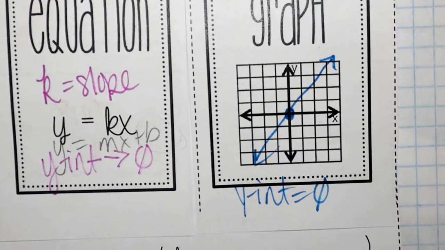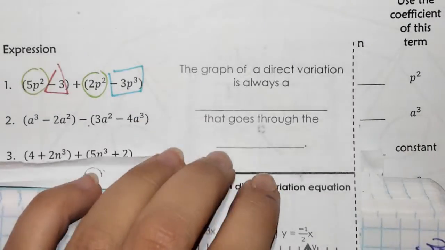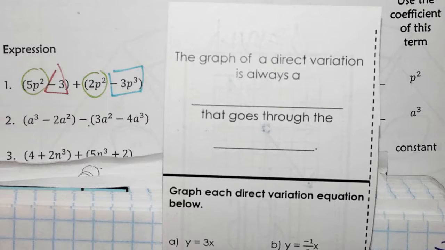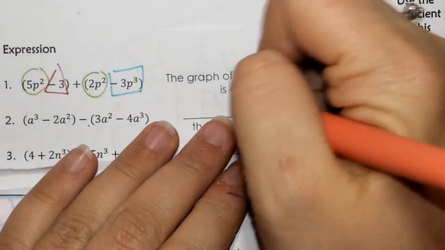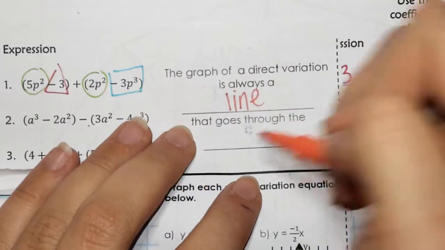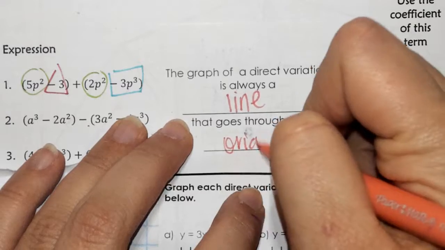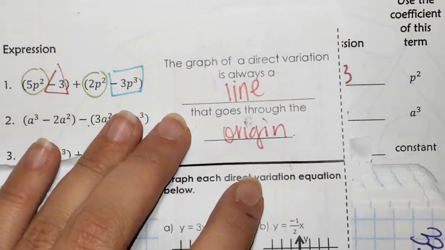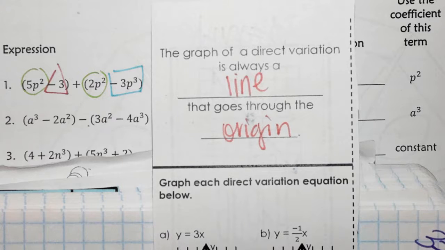Alright, are we ready? Yes, no, maybe? Looking alive? Open this. So the graph of a direct variation is always a line that goes through the what? Origin. Look at us go. And that's spelled O-R-I-G-I-N, not organ, because this is not science class. We're not dissecting any bodies.